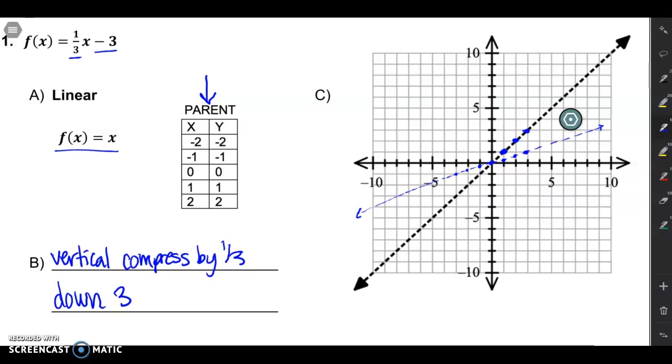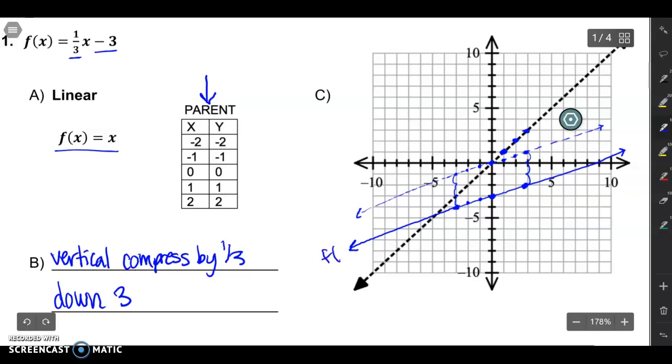Then I have to move that new graph down 3. So I'm just going to think about taking each of these points that I just drew and move them down 3. It's not going to be perfect, but 1, 2, 3 should give you at least an idea. Let's move this one down 3, 1, 2, 3. And you don't have to move all the points, just enough to get you to the right spot, to get a good idea of what your graph's going to look like. So that solid blue line is going to be my final answer. F of x equals 1/3 x minus 3.